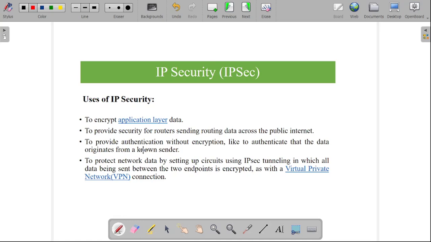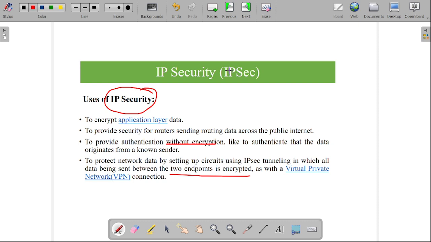Now, what are the uses of the IP security protocol? The first is that whenever you send data from the sender to the receiver, the traffic will be in encrypted format, and we send our packets to the correct destination with the help of this IP security protocol. This protocol also provides authentication without encryption. Whenever we want to protect some information, a VPN is used. When a VPN connection is used, we forward the traffic from one end to another, and the two endpoints are encrypted with the help of this IP security protocol.